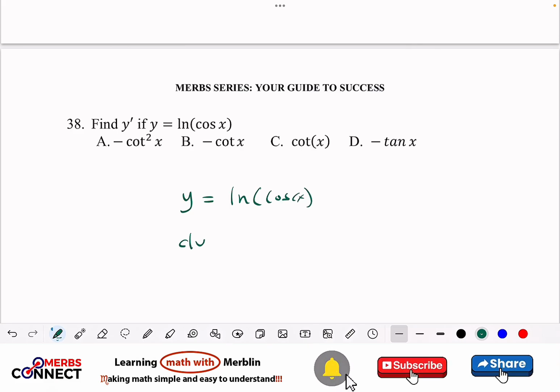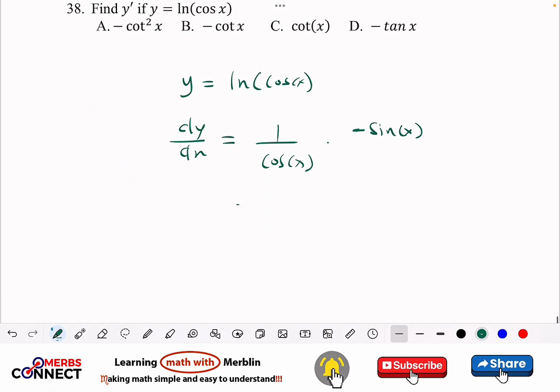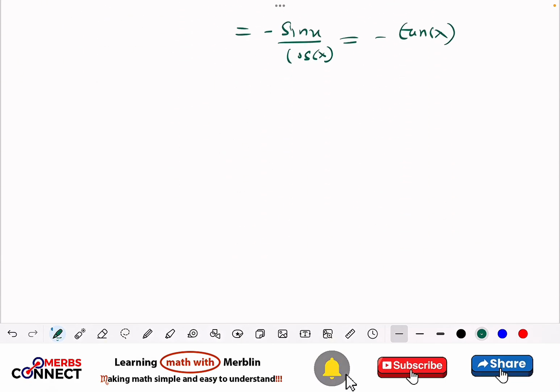Now, dy over dx is equal to 1 divided by what is inside the parentheses, times the derivative of what is inside the parentheses, which is going to give us minus sine x divided by cos x. We don't have it there, but we know that sine over cos is the same as tangent. So we are going to have this.